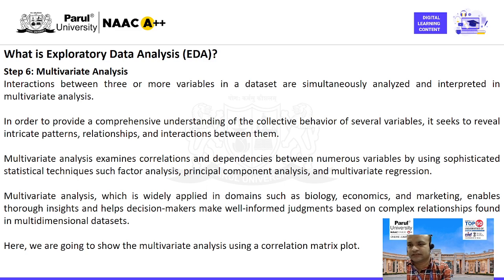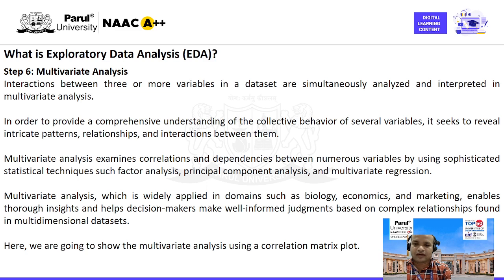Step number 6, that is the last, multivariate analysis: interaction between three or more variables. Univariate means you deal with a single variable, bivariate means interaction between two variables, and multivariate analysis means interaction between three or more variables in the data set at the same time for analysis and interpretation purposes.